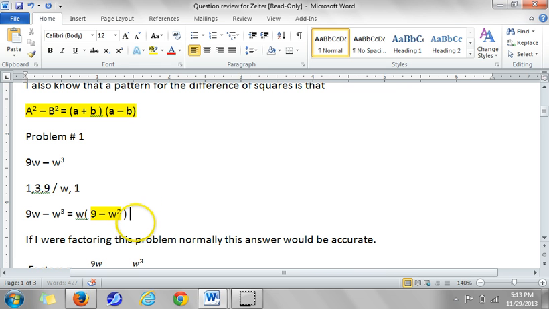So from this point you could take it further. You would still have a w out front, and then you would have 2 sets of parentheses, and in each one the first term would be the square root of 9, so we would have 3, and then the second term would be the square root of w squared, which is just w, and then your second set of parentheses would be 3 minus w, and that would be the final form of that example. So again, using that pattern of difference of 2 squares.